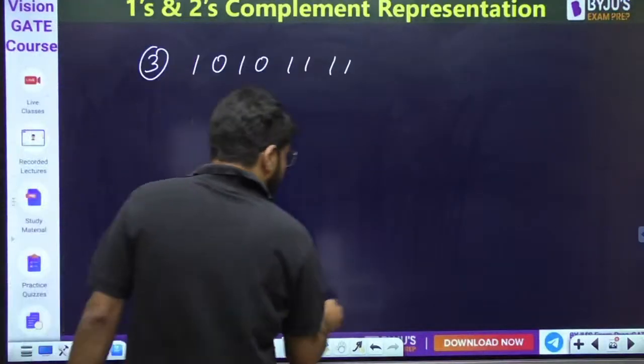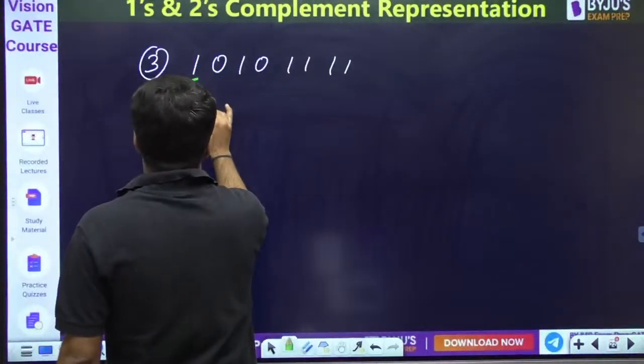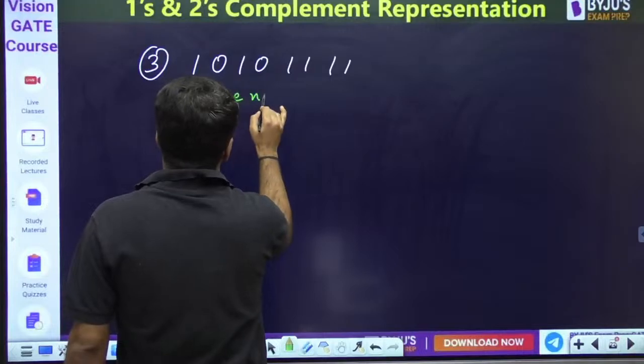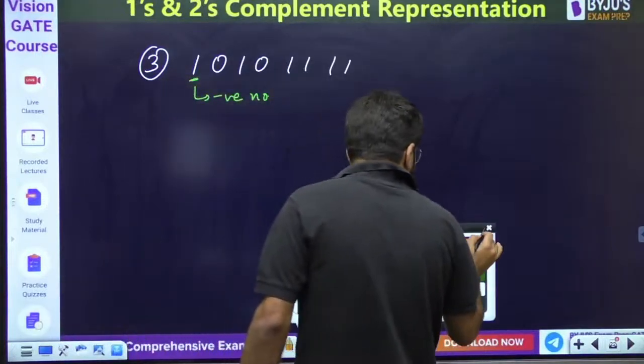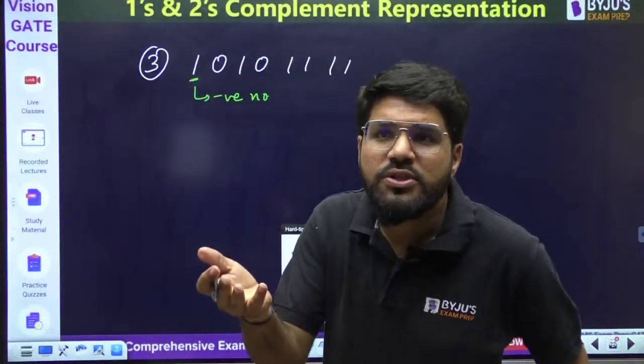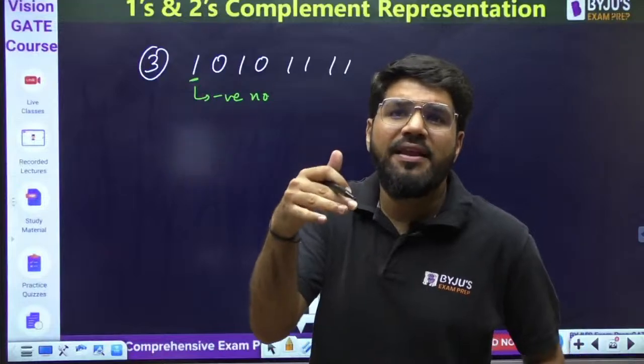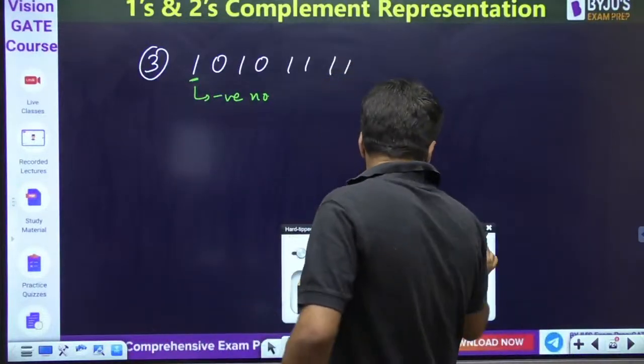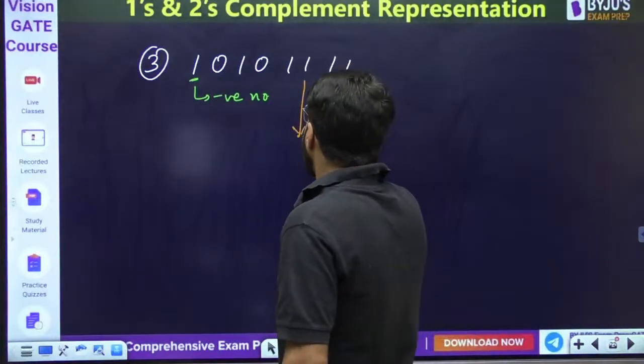1010111. Yahi hai na? Yahi hai. Correct. First of all, again the sign. MSB is 1, so it's a negative number. How are negative numbers stored? By taking the 2's complement. So what is the original binary form? Again, take the complement, because I told you, complement will cancel each other.